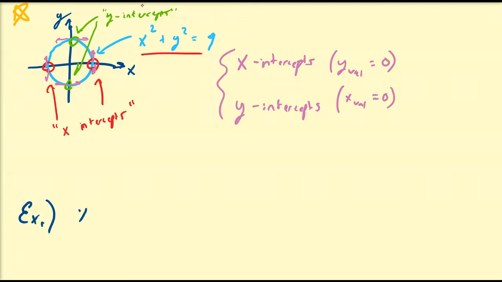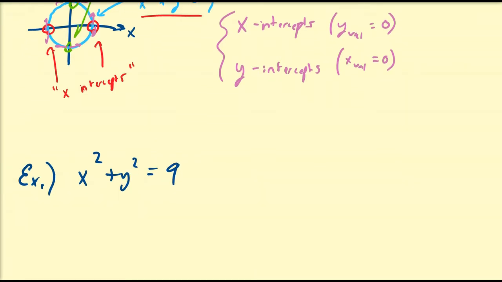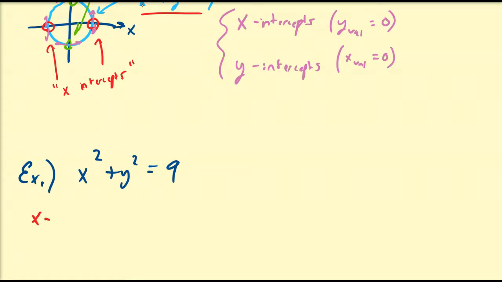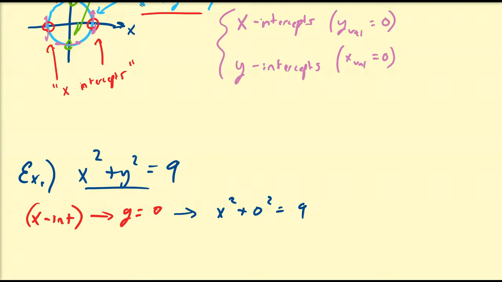So example 1, suppose we have the relation x squared plus y squared is equal to 9, and we want to find the x-intercepts. So if we want to find the x-intercepts, that implies that y must be equal to 0. So if y is equal to 0, then this relation turns into x squared plus 0 squared is equal to 9, which is the same as the equation x squared is equal to 9.